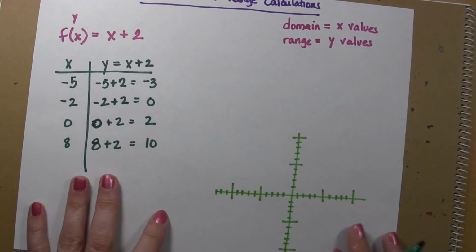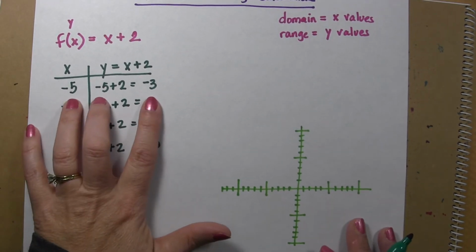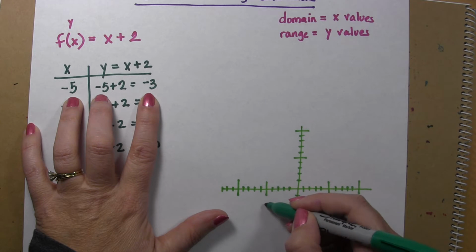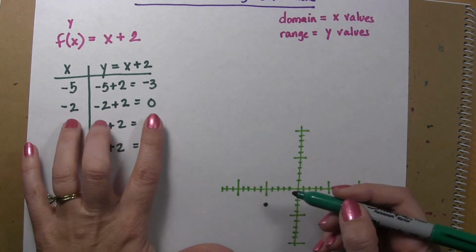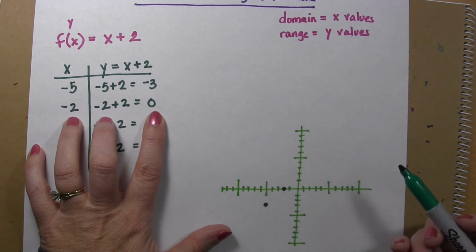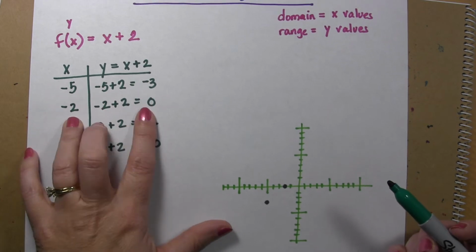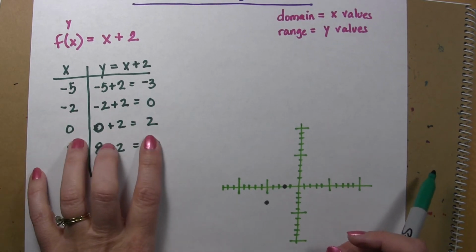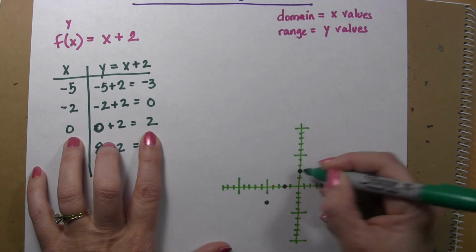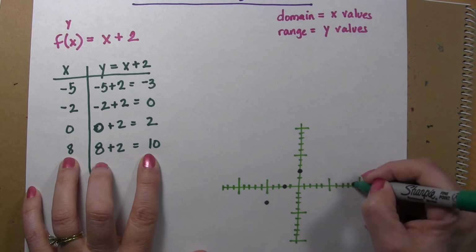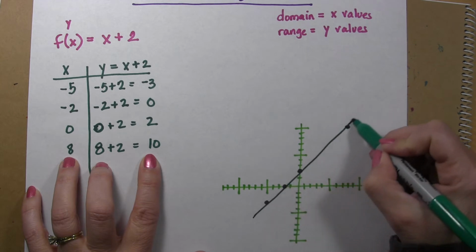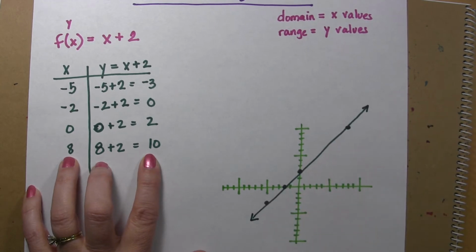Okay, so let's plot this graph. So we have negative 5, negative 3. So that's here. And I have negative 2, 0, so that's here. And that's really enough for me to draw a line, right? Because this is going to be a straight line, so no problems. Let's keep going, though. Let's do 0, 2, that's here, and 8, 10, 5, 6, 7, 8, 10. So we're going to get a straight line that goes like this, okay?